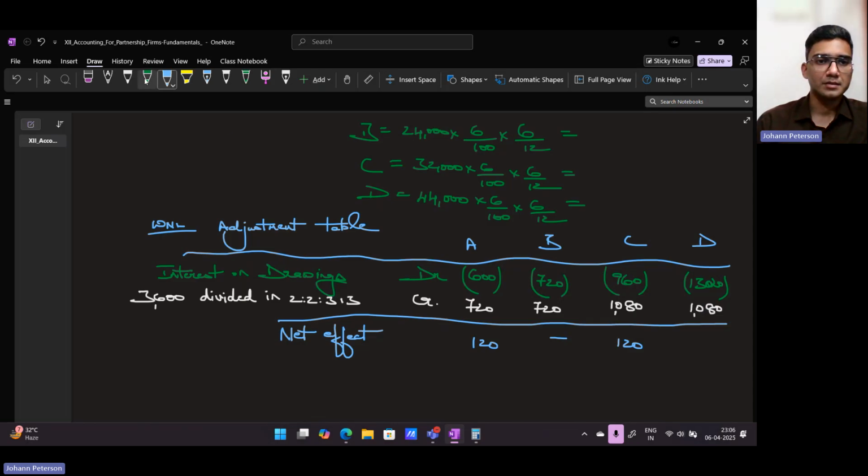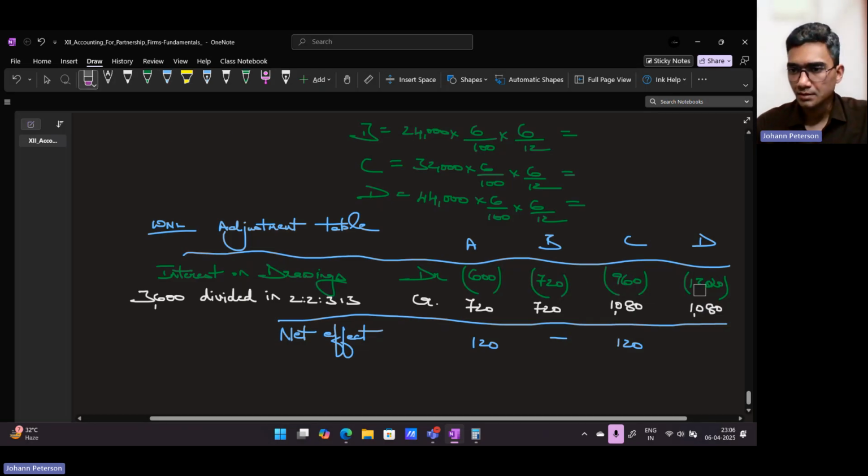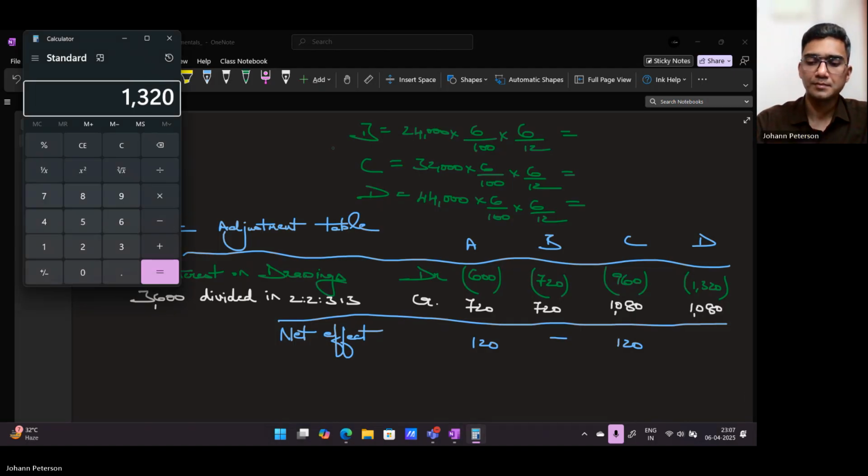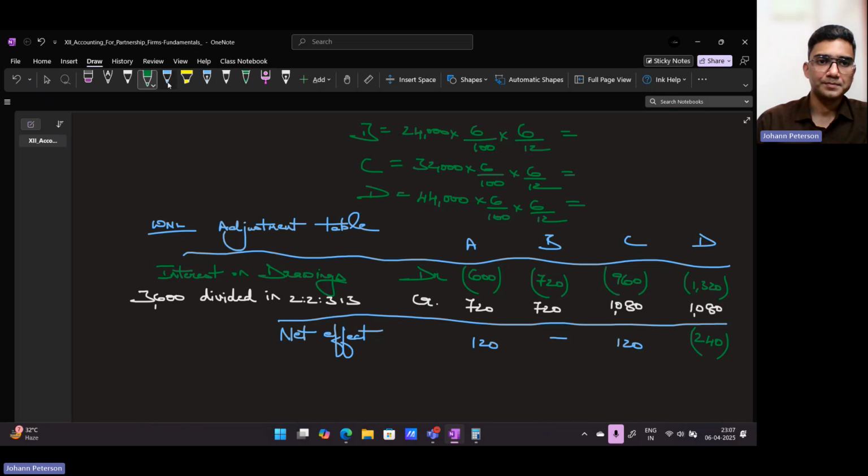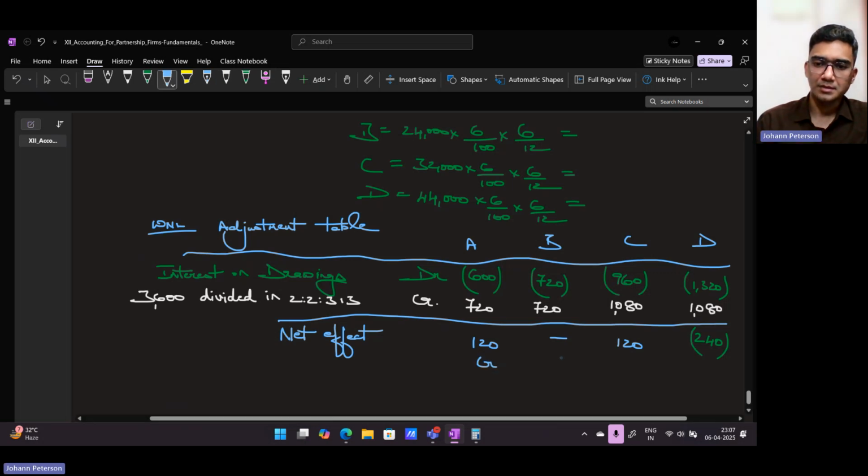And I'll just write this again. It is 1320. 1320 minus 1080 is 240. And this is in minus. So this is going to be credit. Since it's positive, this is credit and this is debit. Thus, my journal entry becomes D's capital account debit 240 to A to C.